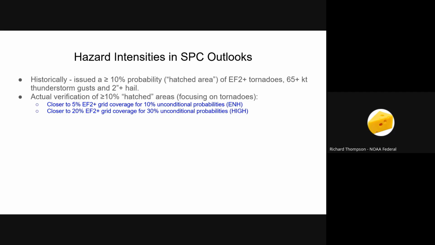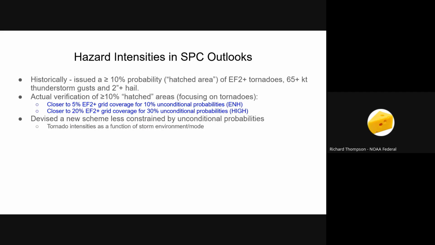So we're shifting into a different distribution of tornadoes, and we want to be able to reflect that in the forecast. So we've devised a new scheme that's less constrained by the unconditional tornado probabilities, and we want to try to link it to storm environment and storm mode, and then we can use the environment as a first guess for these conditional intensity groups. It happens we pronounce it the same way as we do the SIG area. We're just saying it starting with a C, so a conditional intensity group. So CIG 0, we're defining it as where basically you're less than climatology.